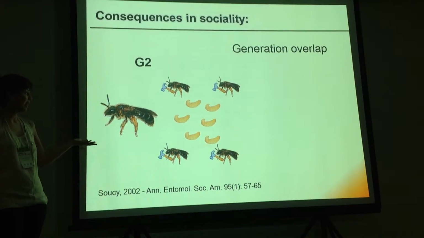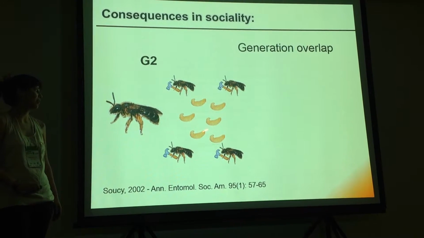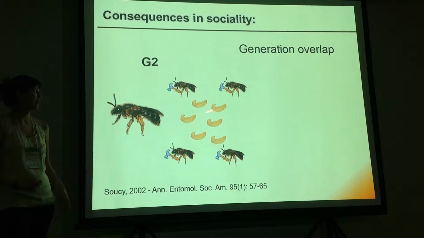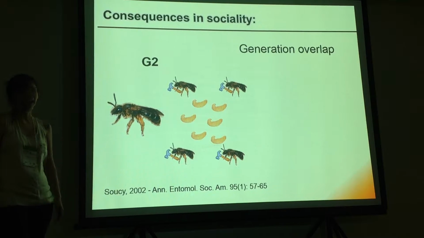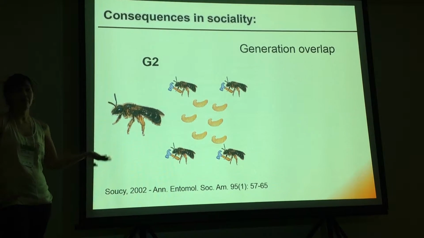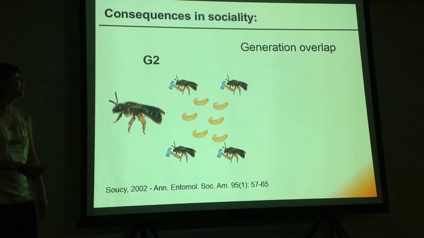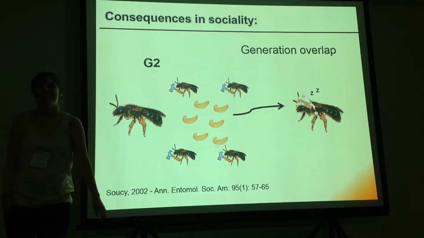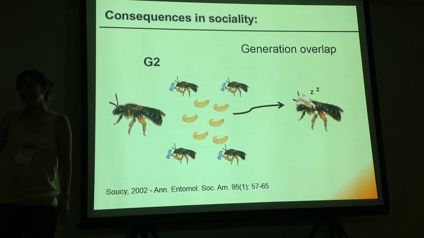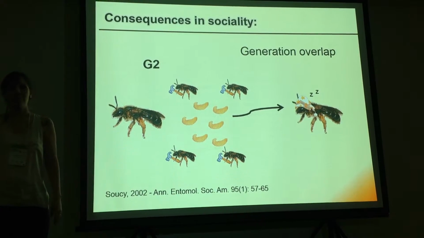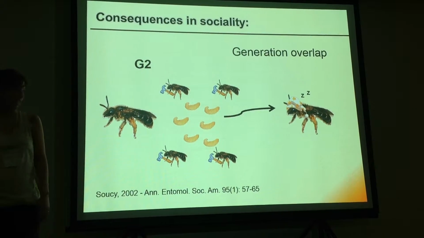In generation 2, all the brood will be raised with the help of the workers. These broods will be male biased, and all the females produced will be founders as well. So they will leave the nest, mate, and wait until the next season to become founders.